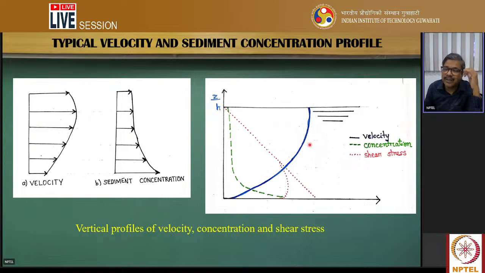So if you look at it this way, the velocity, sediment concentration, and shear stress distributions follow like this. These are the typical curves we can get: how the sediment concentration behaves, the velocity profiles, and how the shear stress is varying.